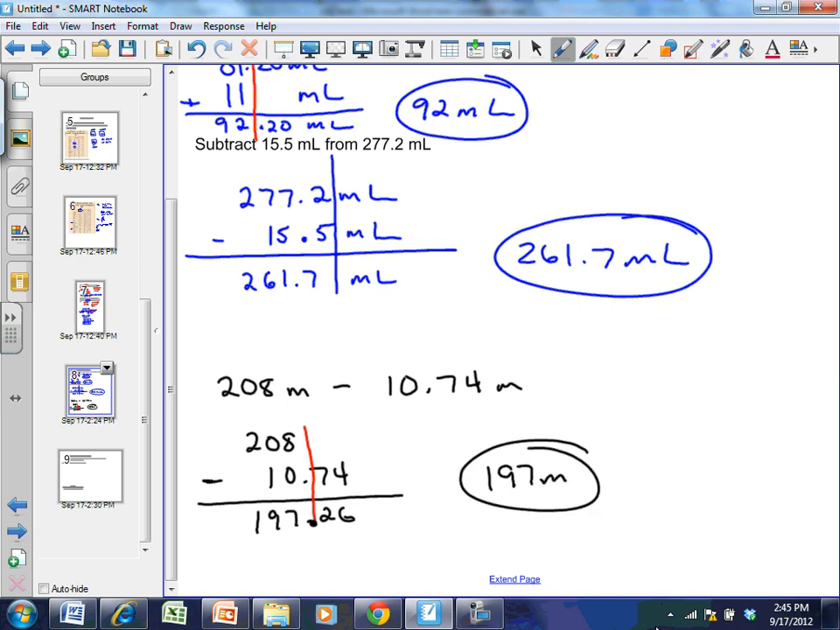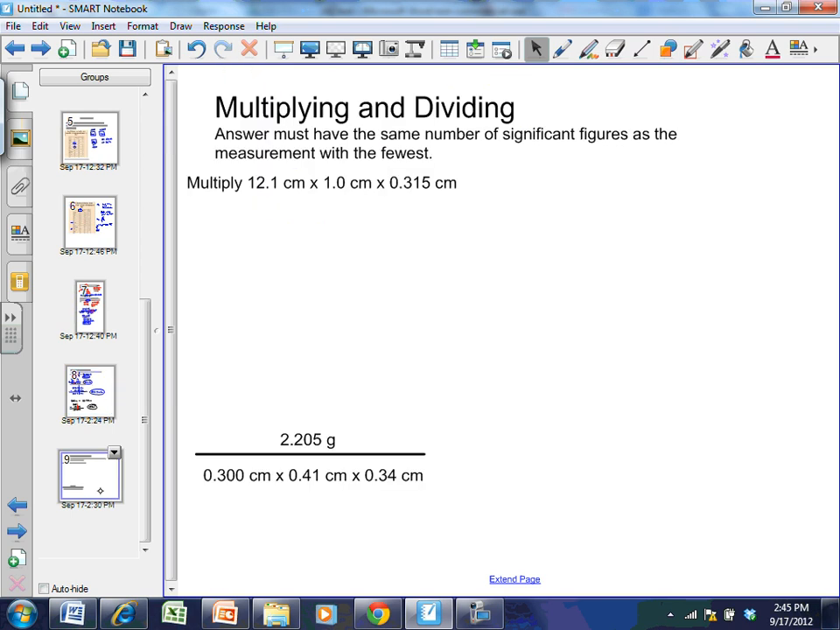So hopefully you get the addition and subtraction part. Let's talk about multiplication and division. There's a different set of rules for that. Basically, you look at all the numbers you're multiplying and dividing. Whichever one has the fewest significant figures, that's how many significant figures you have in your answer. So your answer has to have the same number of significant figures as the measurement with the fewest. The process is to count the number of sig figs in each of the things you're multiplying together, and whichever has the fewest, that's how many your answer has to have.